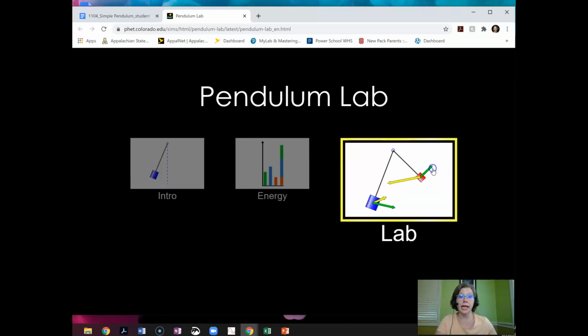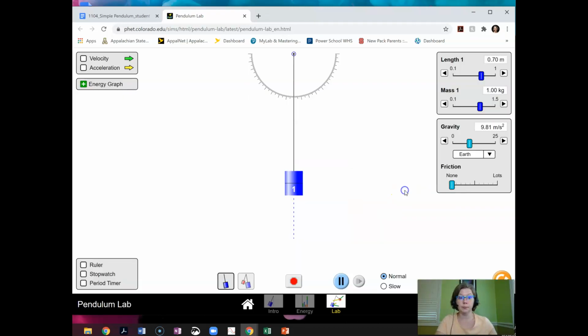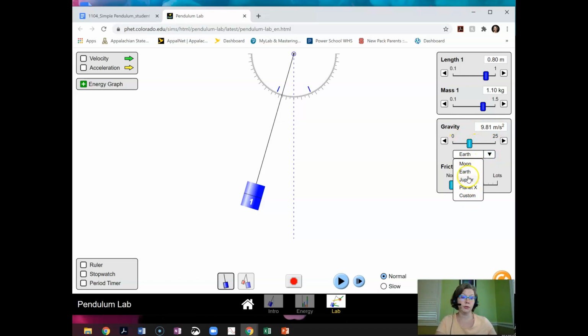You want to open the lab version of the simulation. You'll see a screen as displayed. To make this pendulum move, you're just clicking and dragging it. I'm going to pause it, or you could stop it. You can use slow motion or normal motion. You can change the length here. You can change the mass. You can set the gravity to be Earth or some other form of gravity.